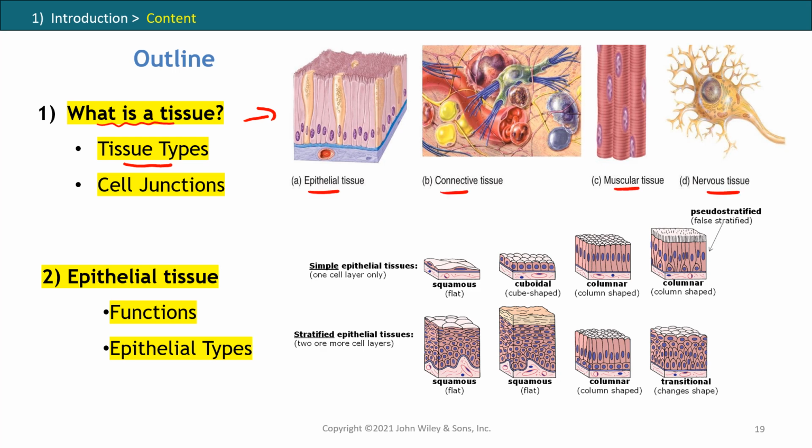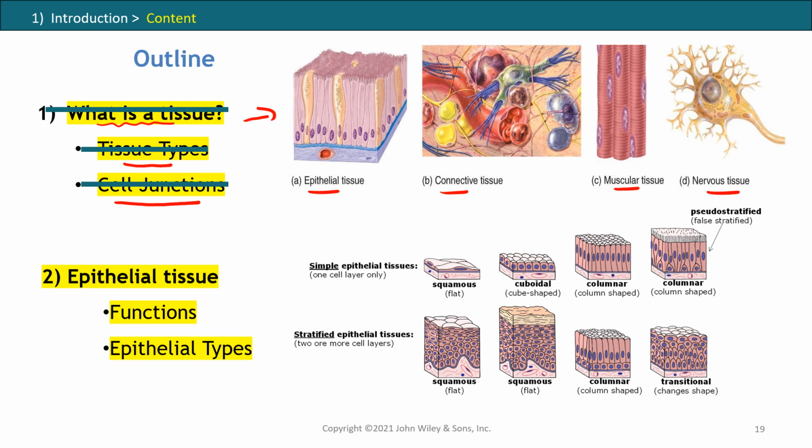In addition to that, I told you that there are very important protein complexes that allow the cells to attach to each other. They work to some degree like cement, allowing one cell to attach to the other, and attach not only to each other but also to the basement membrane. So we finished what an epithelium is, that there are four types of tissues, and we talked about cell junctions.